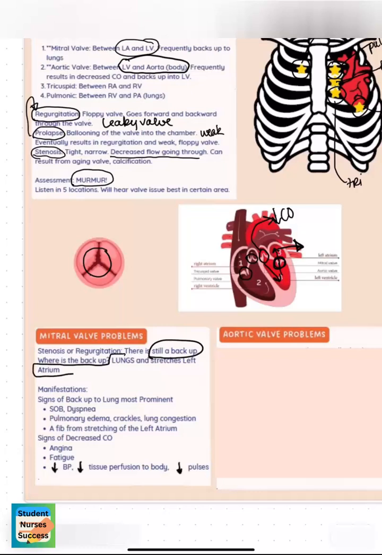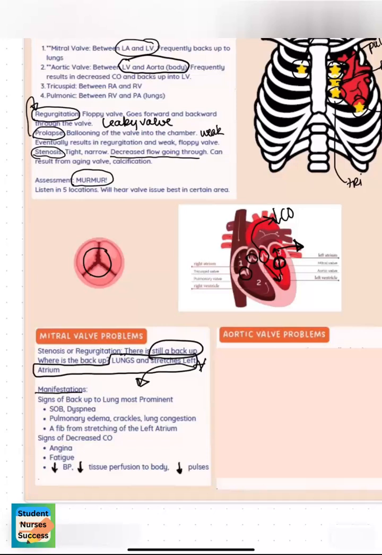The left atrium is not very big, so it can't hold all that blood. And so what we see is a backup into the lungs. And we also see a stretching of the left atrium that will occur. Now, these two physiologic issues here are going to really lead us to our manifestations.